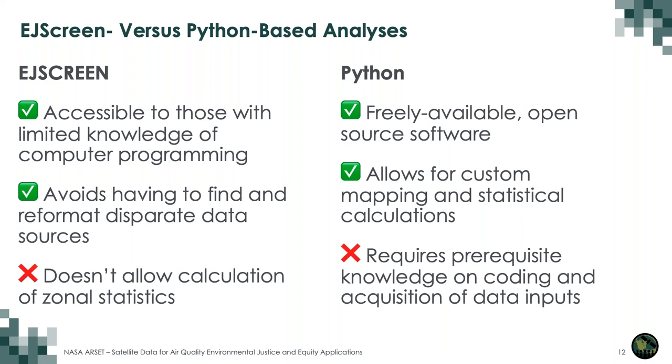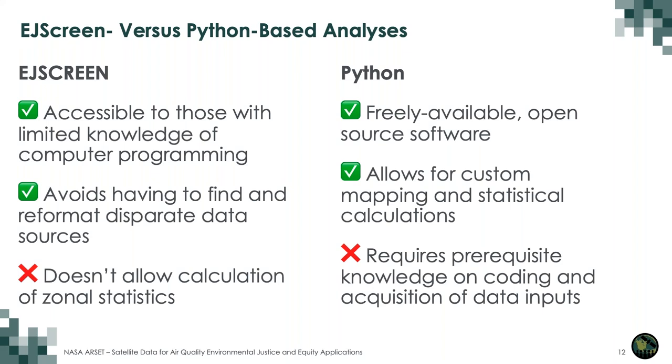However, EJScreen doesn't provide everything. Let's say you're tasked with calculating a quantitative value. Maybe your employer wants you to calculate the concentration of NO2 in parts per billion for a particular city or a particular county. In theory, you could click on every census block group in EJScreen, jot down the concentrations that appear when you click, and then average them.